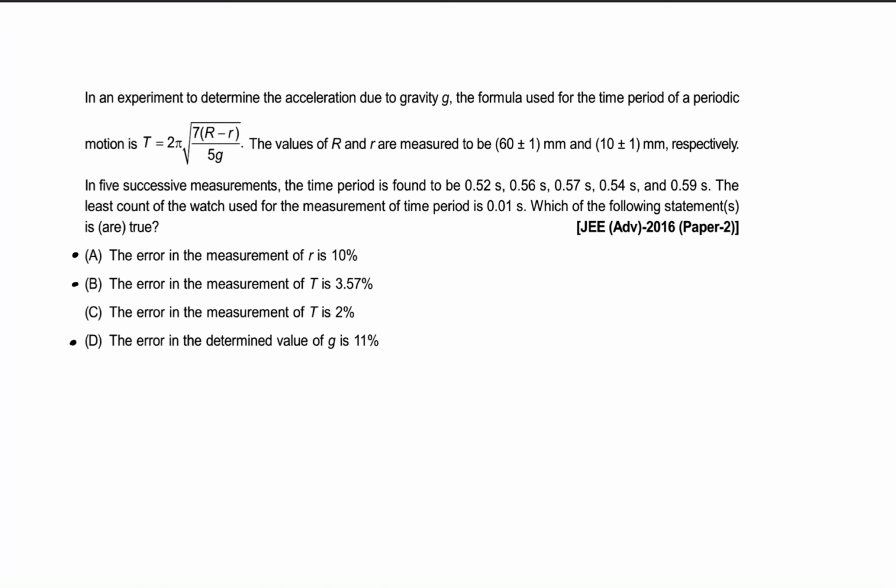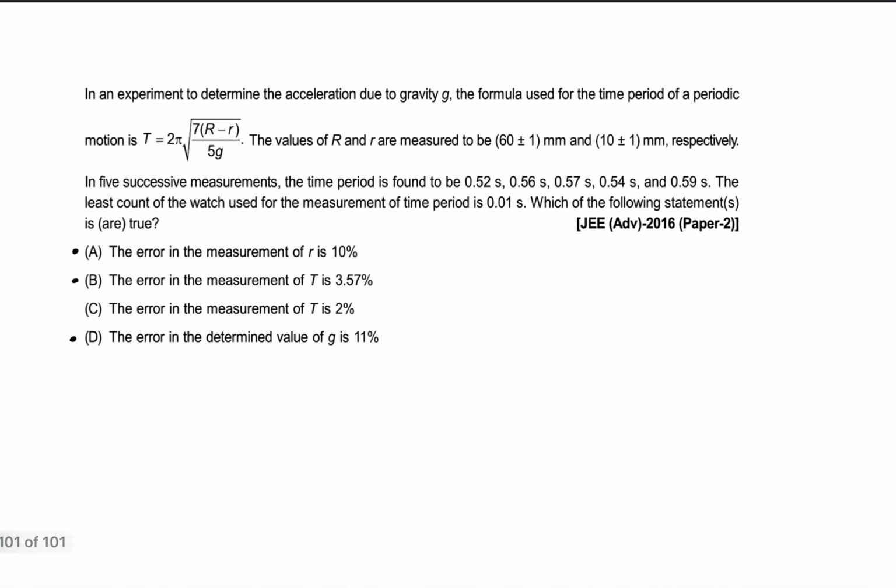We will move to the next question. This is the last question. It is a previous JEE Advanced question, 2016 paper 2, where they are measuring the acceleration due to gravity. The time period of a pendulum is given as T equal to 2 pi under root of 7(R minus r) by 5g. Capital R and small r values are given, and the remaining values are also given.